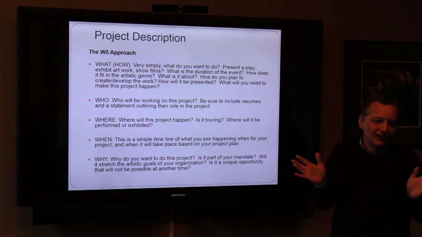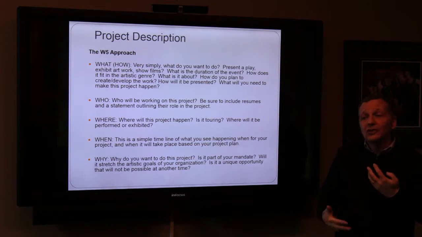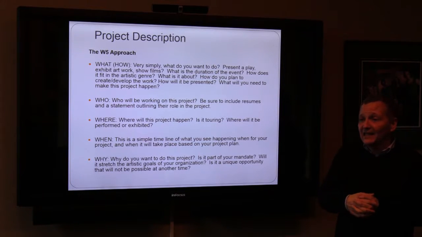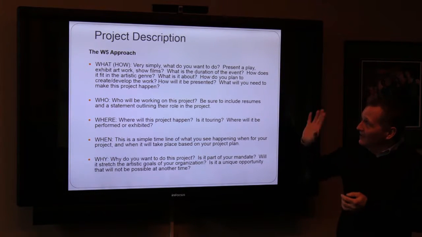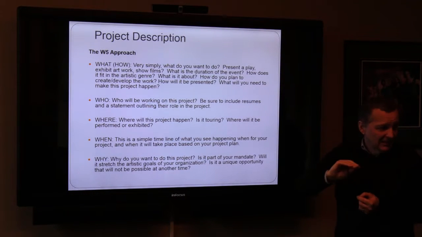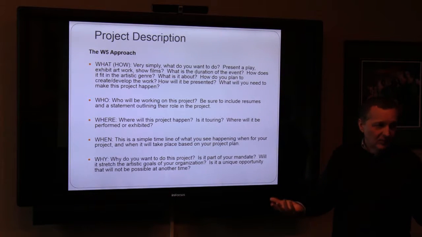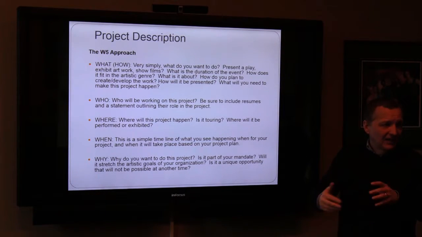For the project description, any arts council or any writers giving you advice on writing a project description is typically going to talk about the W5 approach. It is just the simplest way to organize your thoughts and to make sure you're covering everything you need to cover in your project description. And that's what and how, very simply, what do you want to do. This is a festival, this is a series, this is a presentation of theater, we're presenting plays, we're developing plays.